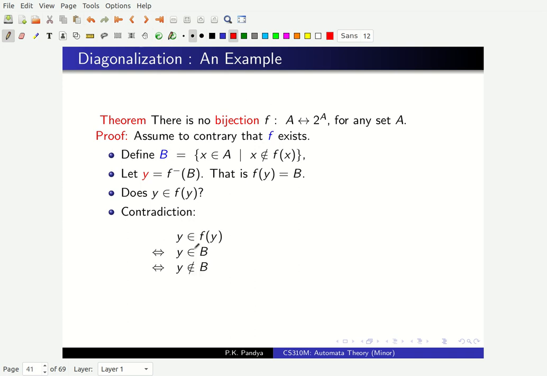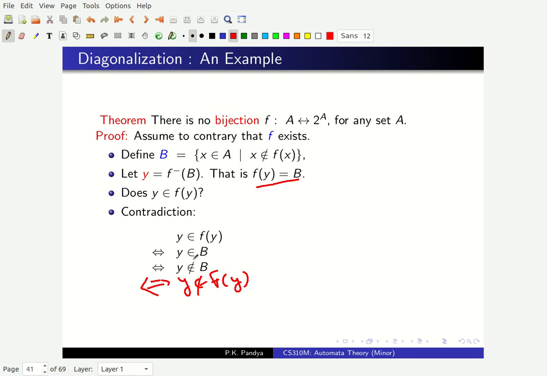So what is the contradiction? We want to ask whether Y belongs to F of Y. So Y belongs to F of Y, which is the same as B, right? That is what we had defined, which is the same as saying Y belongs to B. But what is the definition of B? B is the set of all elements X such that X does not belong to F of X. So in particular, if Y belongs to B, Y does not belong to F of Y. So we get this equivalence which says Y belongs to F of Y if and only if Y does not belong to F of Y. So I can say this is equivalent to, because B is the same as F of Y, Y does not belong to F of Y. And this proof works in both directions.